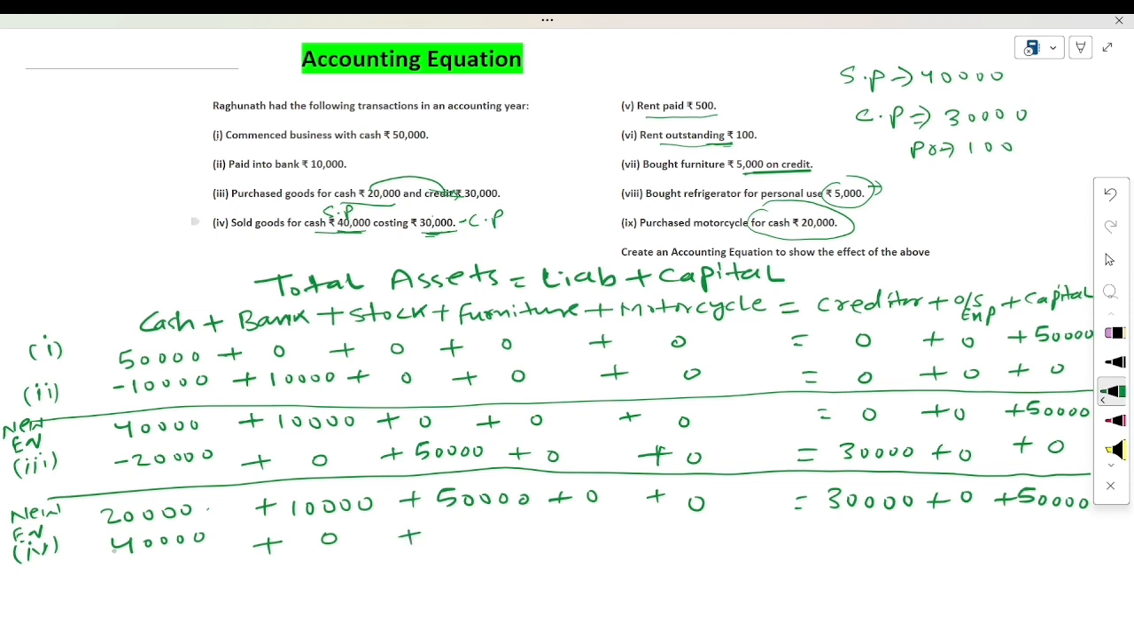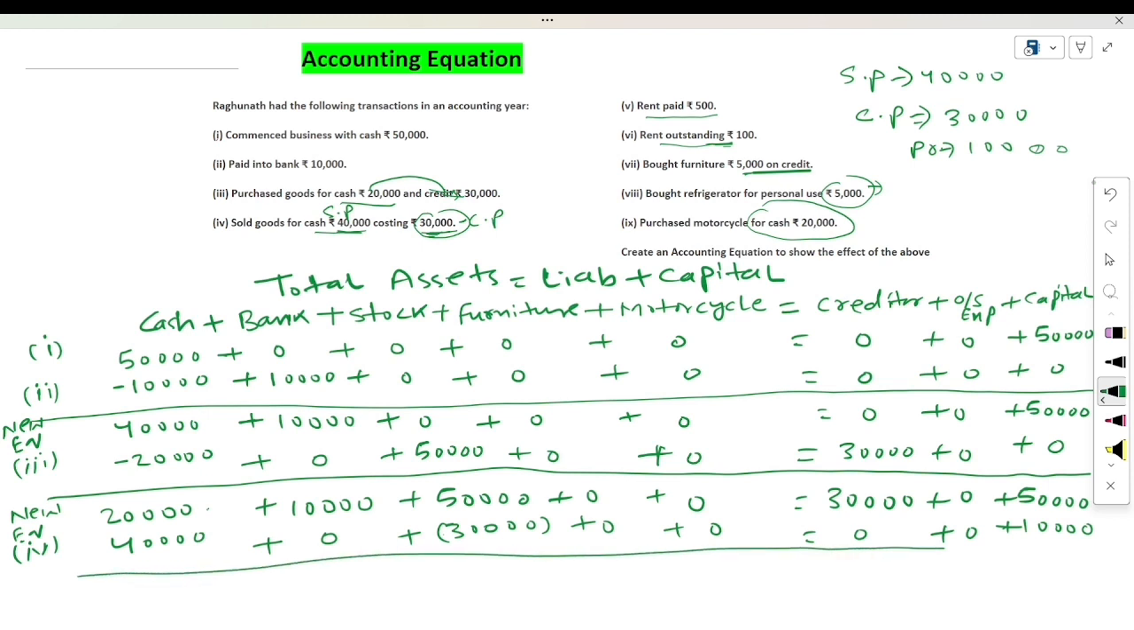Your cost price is how much? 30,000. It means your stock will be reduced by 30,000, plus 0, plus here 0 is equal to 0 plus 0. Here you are getting profit, how much? Profit is 10,000. It means your capital will be increased by 10,000. So we will add here in capital 10,000.